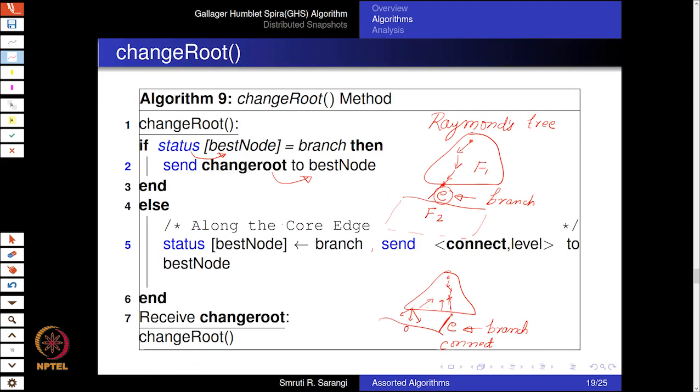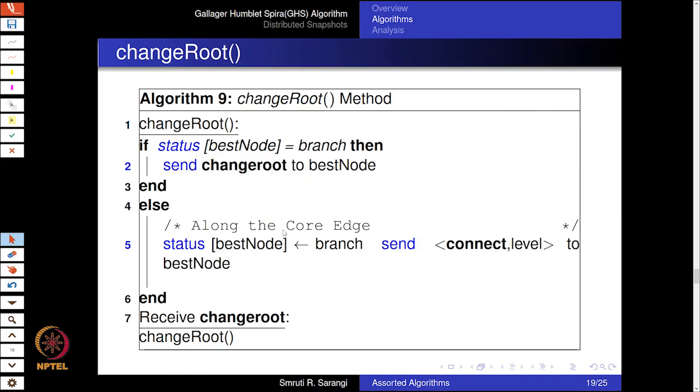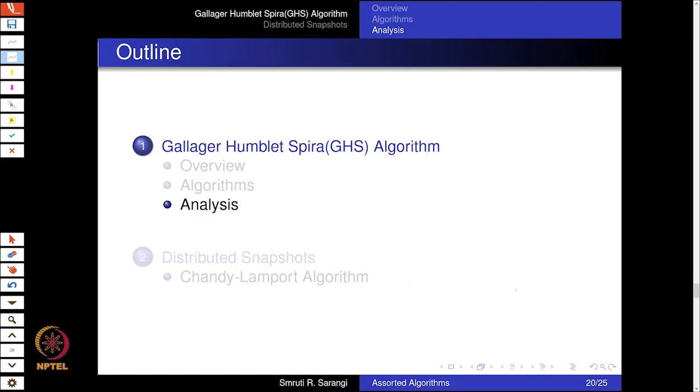So what basically happens at the end is that we set the change root messages, and finally a change root happens, and so gradually that's the way that your fragment actually expands. Right, your smaller fragments keep joining around core edges, and they keep growing and growing. Ultimately, the entire graph becomes a single fragment.